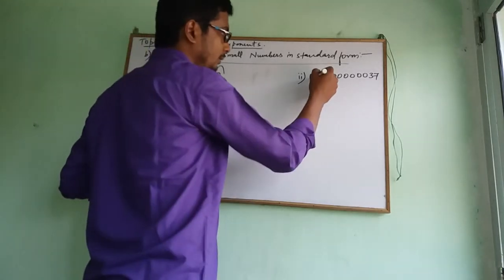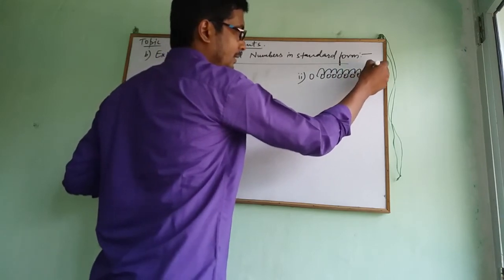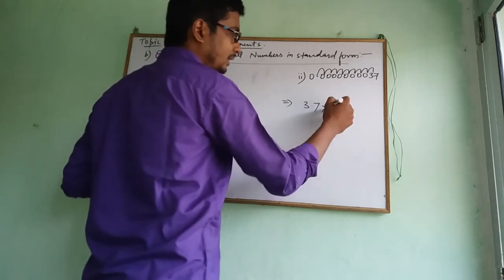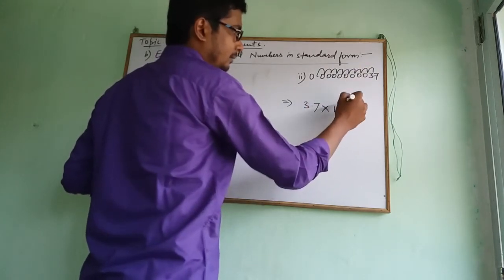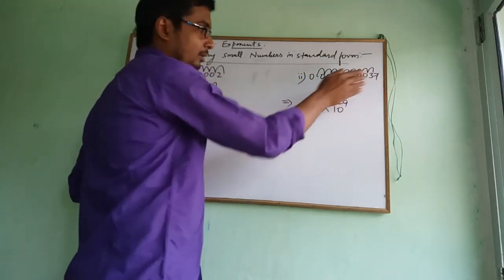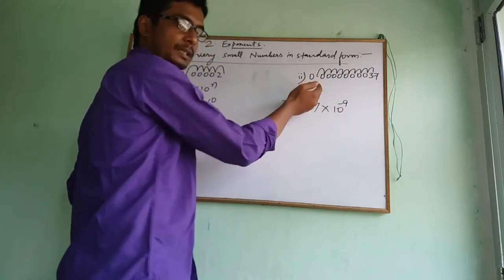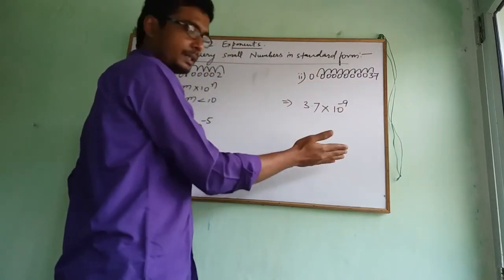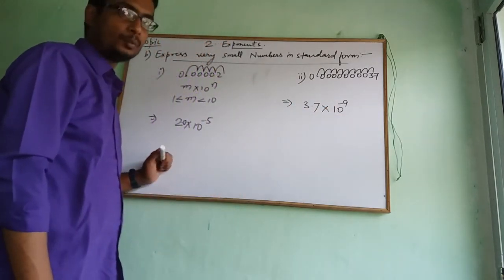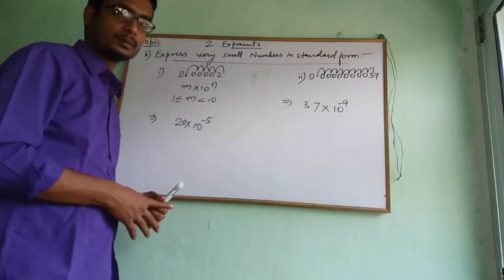You can see here also 1, 2, 3, 4, 5, 6, 7, 8, 9. So I am writing 3.7 into 10 to the power minus 9. I am shifting my decimal to the right. So if I am shifting the decimal to my right, then minus will be there, and if I am shifting the decimal to my left, then positive will be there. So you can see here I have represented both these numbers in standard form. I hope that you have understood the concept.